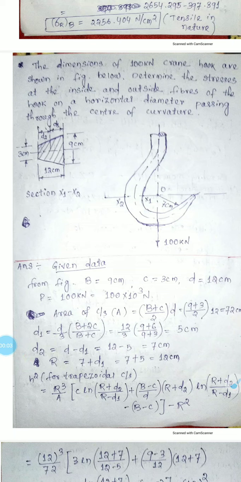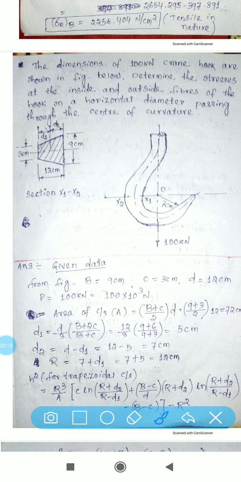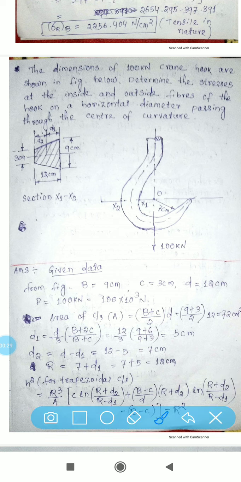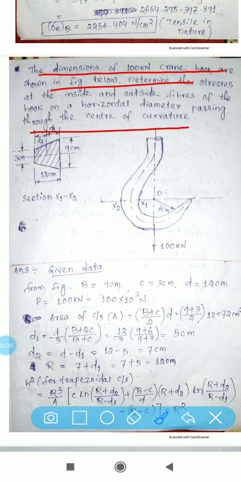In today's lecture, I will solve another problem related to the curved beam. This problem is related to a crane hook. The problem is: the dimensions of a 100 kilonewton crane hook are as shown in the figure below. Determine the stresses at the inside and outside fibers of the crane hook, on the horizontal diameter passing through the center of curvature. So this is the problem which is given.